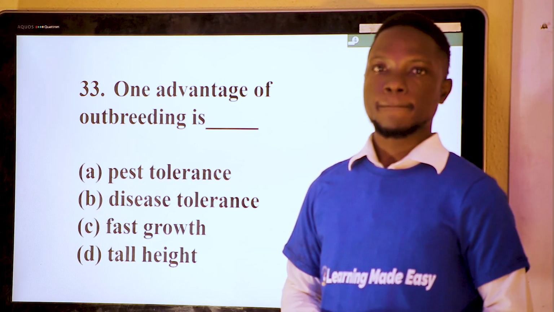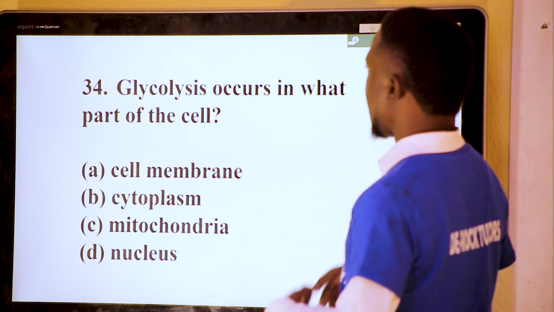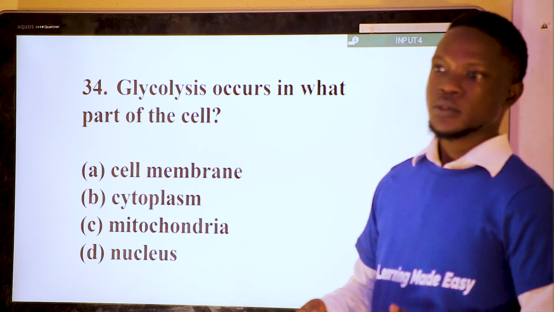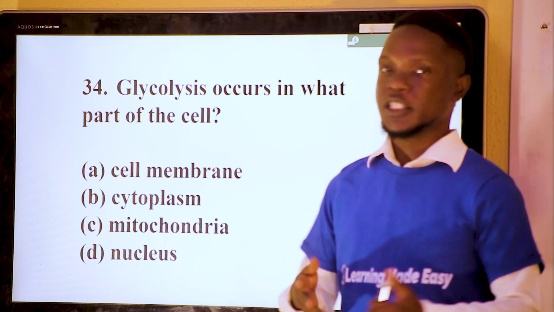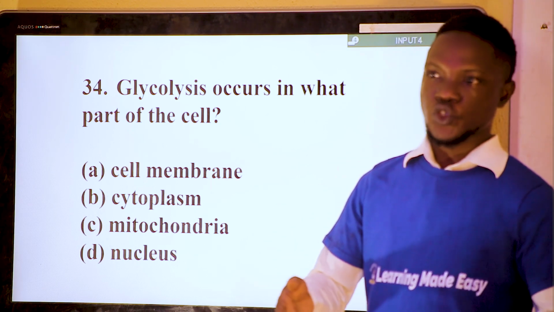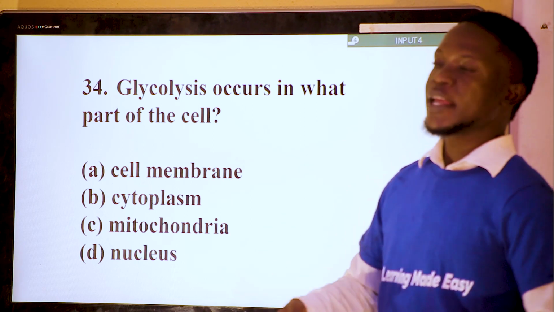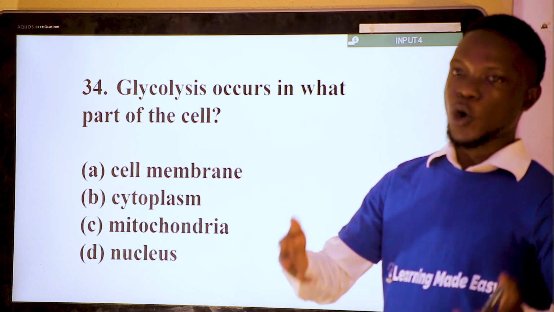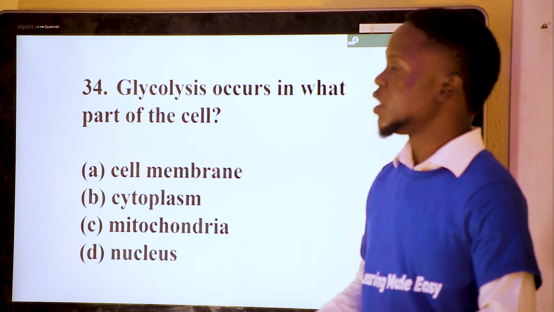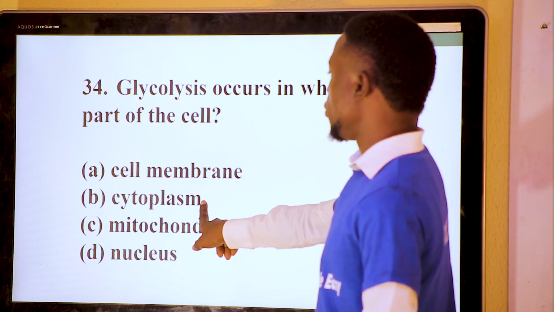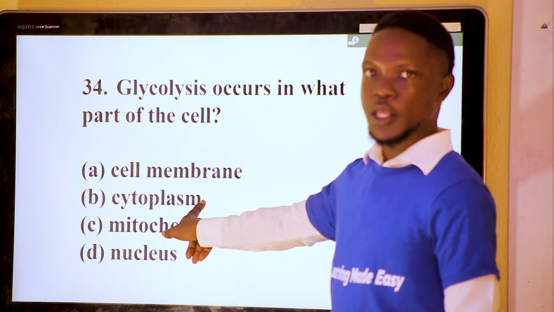Question number 34. Glycolysis occurs in what part of the cell? Glycolysis simply means the breakdown of glucose, and it occurs in the cytoplasm, while Krebs cycle occurs in the mitochondria. So the answer to this is the cytoplasm, option B.